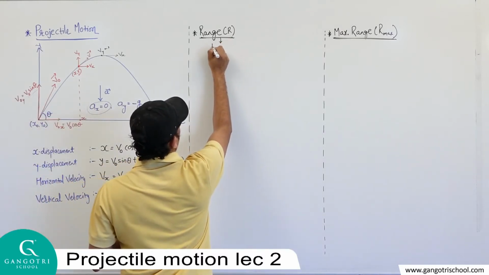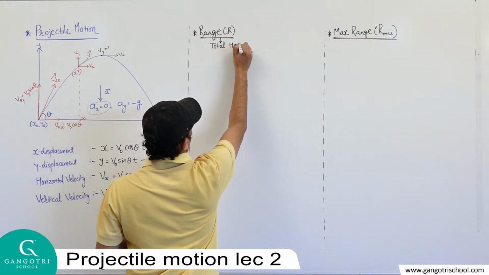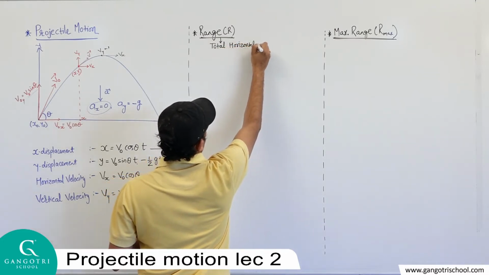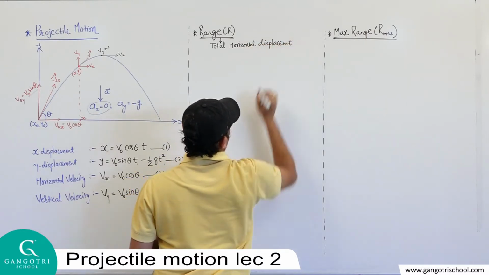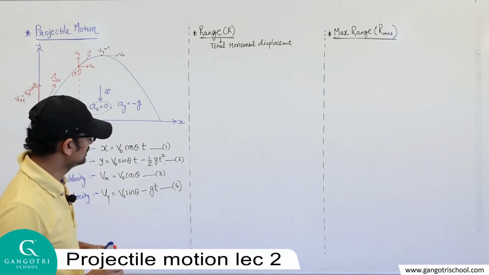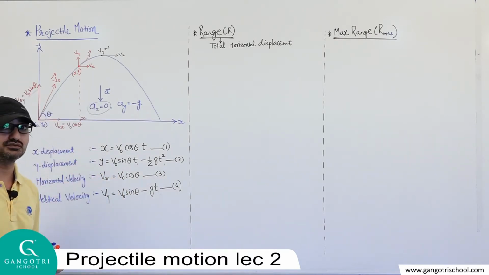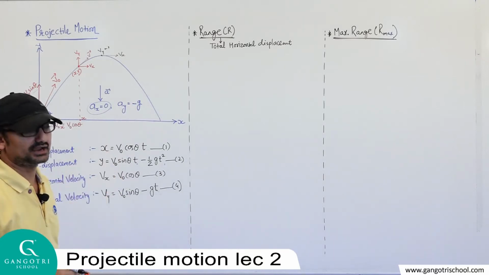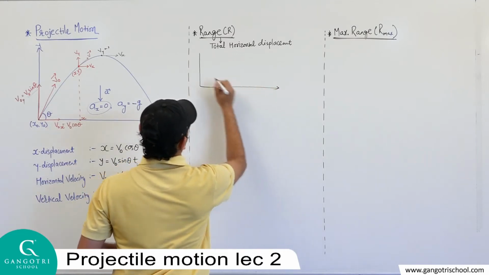Range means total horizontal displacement is known as a range. Now again, which out of these 4 equations do we use to derive the formula of range? Let's check. Look here.